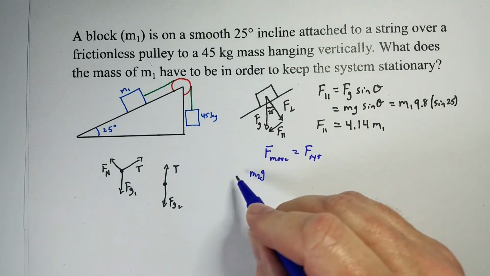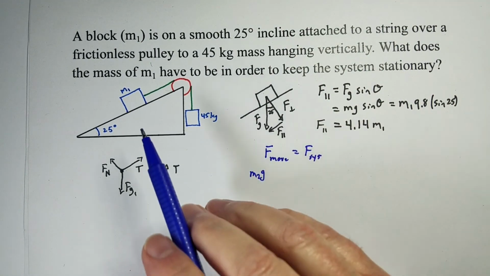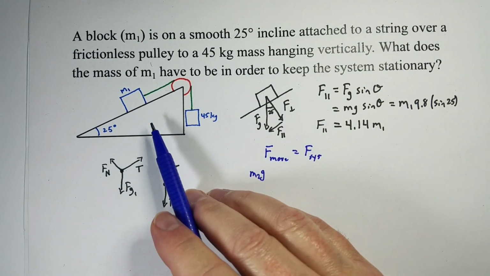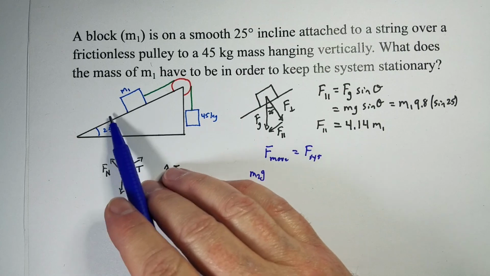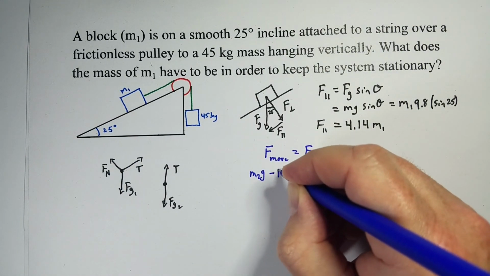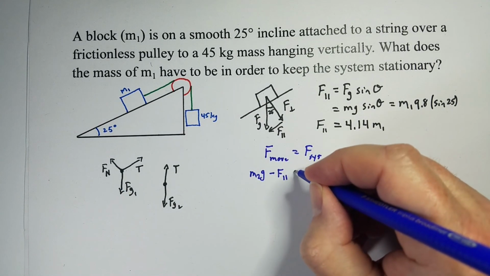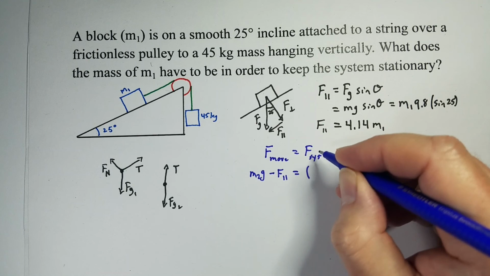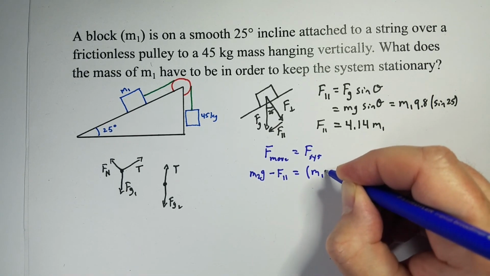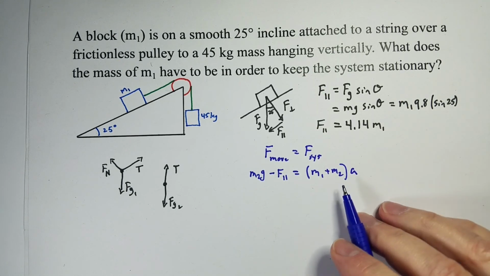So that's m2 g, where m2 is 45 kilograms. And then what's holding it back is the weight of this block, or at least the portion of it that's going back down this incline. So we're going to subtract off that force parallel from the first block, and that has to equal the entire system. The entire system is m1 plus m2 times the acceleration of that system.